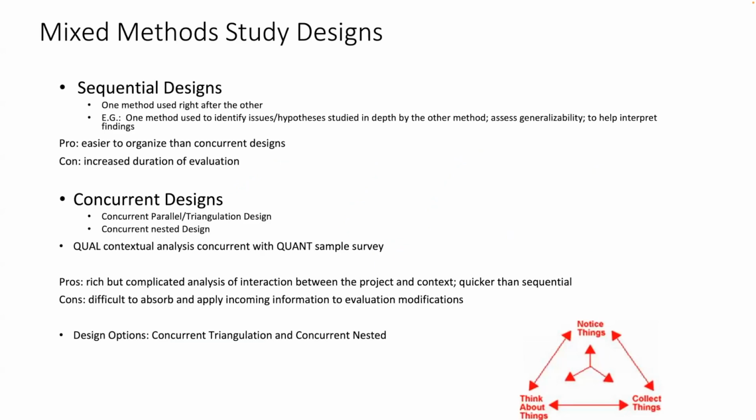So let's look at the exact design. The sequential design is a really helpful one, because it allows you to use one method right after the other. You can keep them straight. You're not trying to do something concurrently. And if you have a small team, that might be a better way to organize, is to use one and then the other. It's easy to organize, but it increases the duration of the study overall.